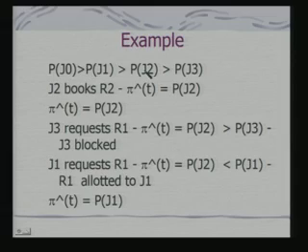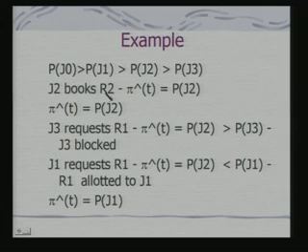A process with a higher priority will get the resource and will finish off its job earlier than other processes. So, let us take an example to understand this. I have got these jobs J0, J1, J2, J3, and the priority of J0 is greater than that of J1, greater than J2 and that of J3.